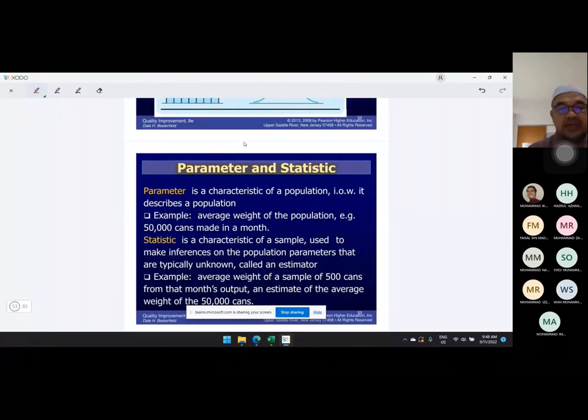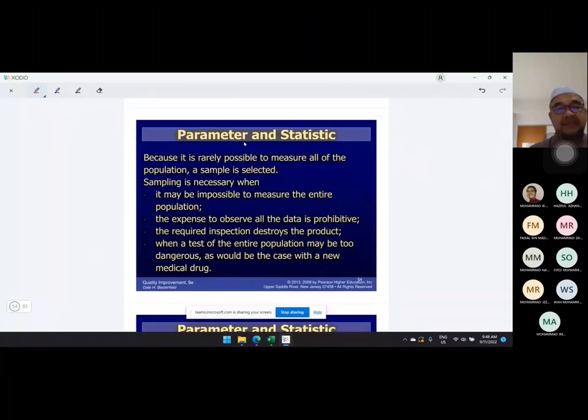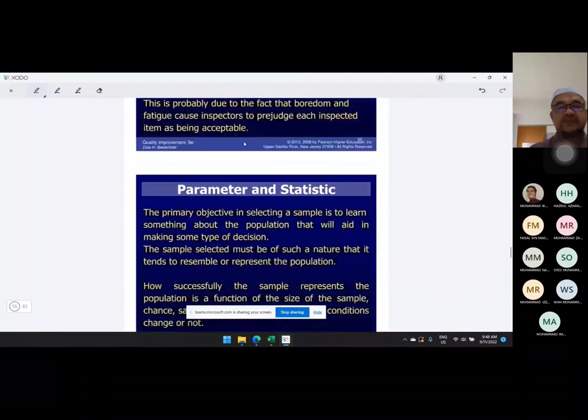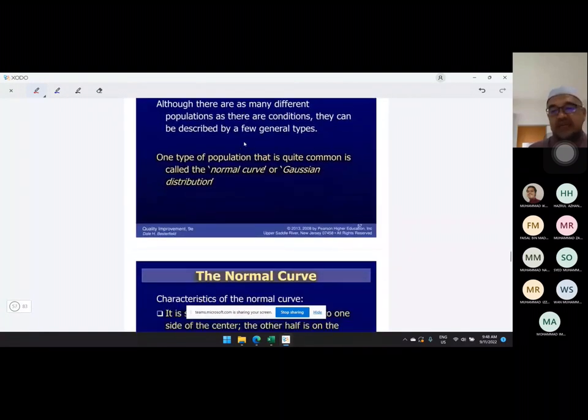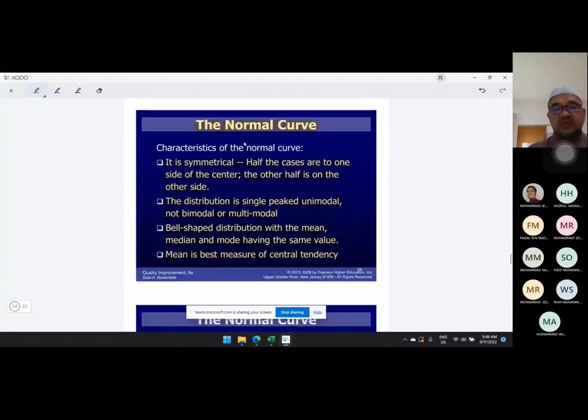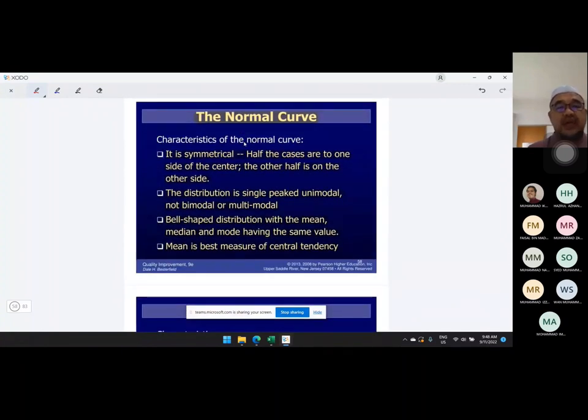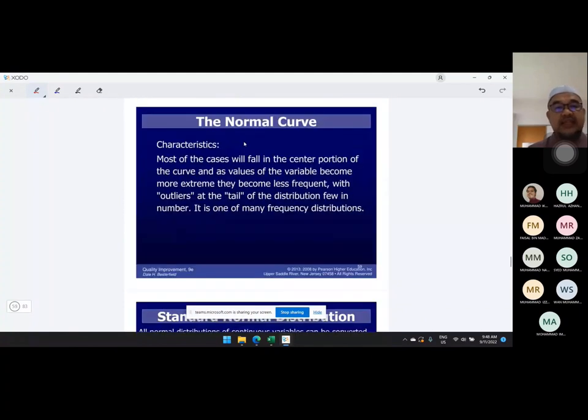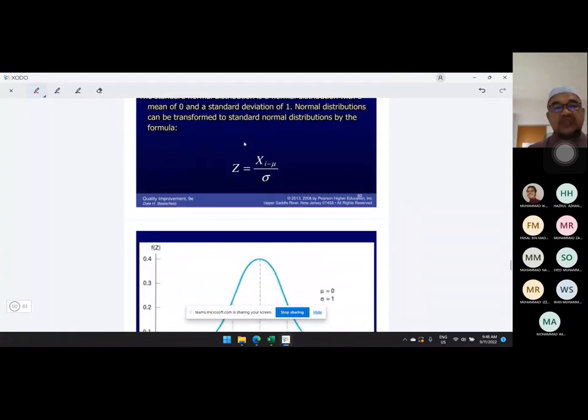Okay, so these are just to explain and give examples of parameters and statistics. And of course, the last one is the normal curve. We already did some examples and reviewed the curve. So go through this slide and some of the characteristics of the normal curve. Then there are examples, which we already gave, given by xi minus mu divided by sigma, sigma x.